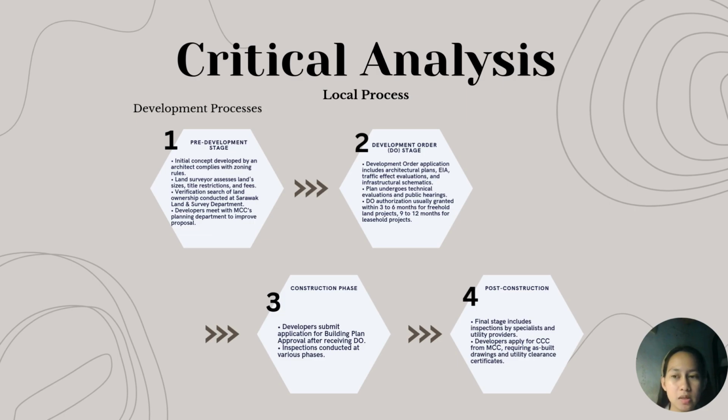Developers submit an application for building plan approval after receiving the development order. Inspections are conducted at various phases throughout this stage to ensure compliance. Lastly, stage 4: Post-construction stage. The final stage includes inspections by specialists and utility providers. Developers then apply for the Certificate of Completion and Compliance, or CCC, from the Local Council, ensuring all as-built drawings and utility clearance certificates are complete.